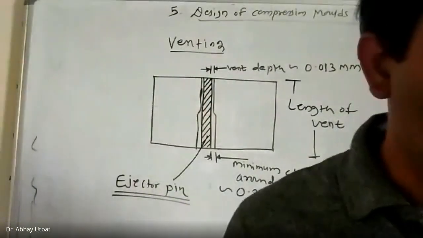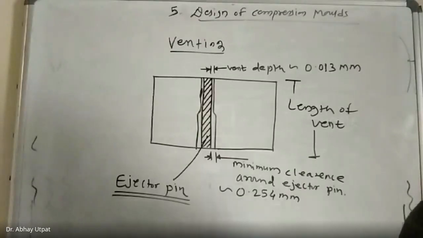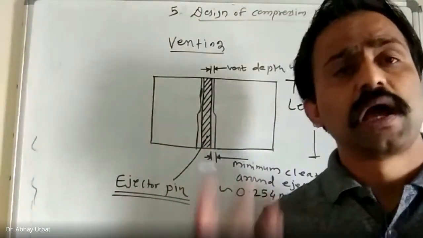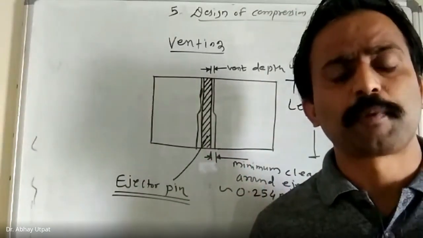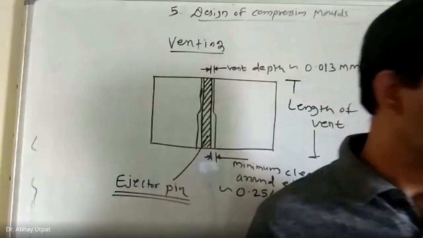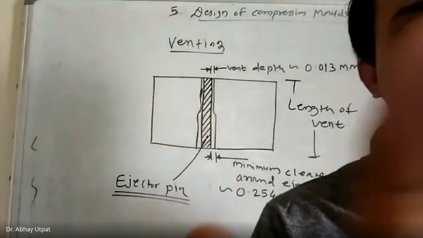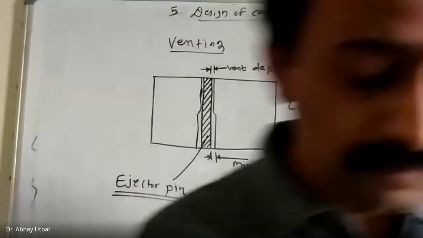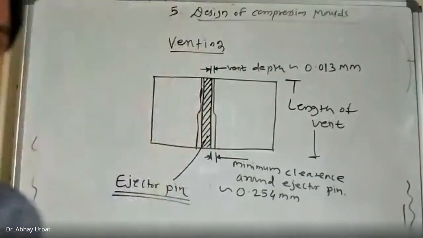Now, ejector pins are of different types. What must be its location? How many ejector pins may be provided? And what may be the design? That concept is totally different. I hope you have drawn this figure. So this remaining part we'll take next time, about ejector pin, etc.